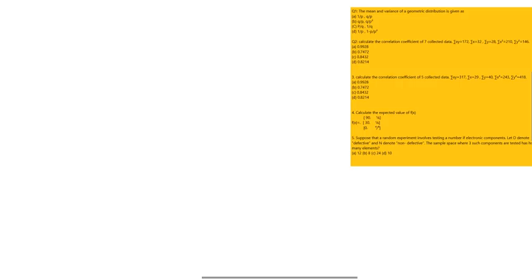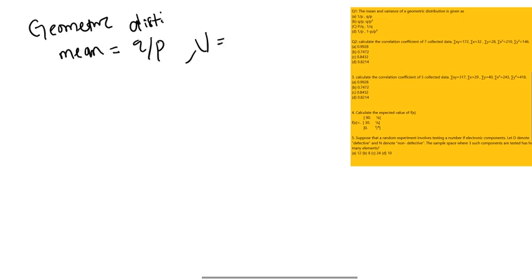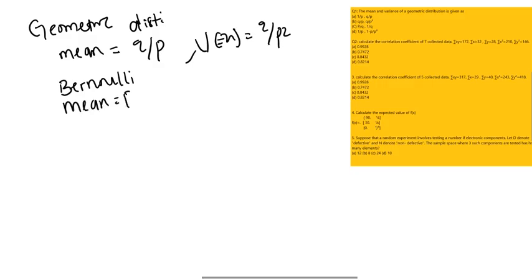So for a geometric distribution, the mean is given by q over p, and the variance is given by q over p square. This is for a geometric distribution. This could also ask you for binomial and Bernoulli. So if it's for Bernoulli, our mean is given by p, and the variance is given by pq.